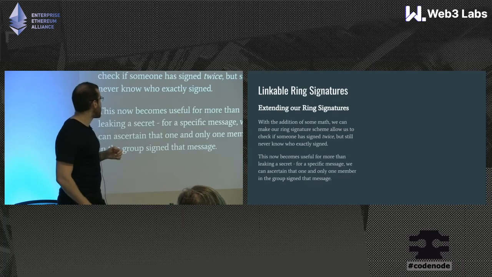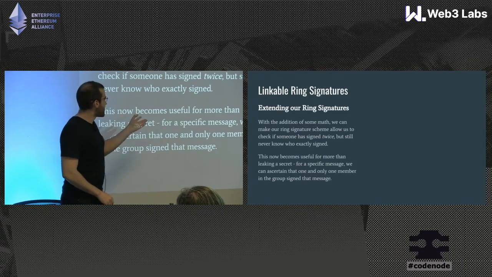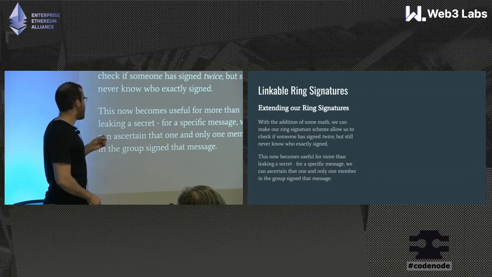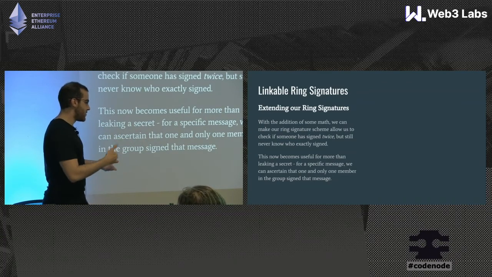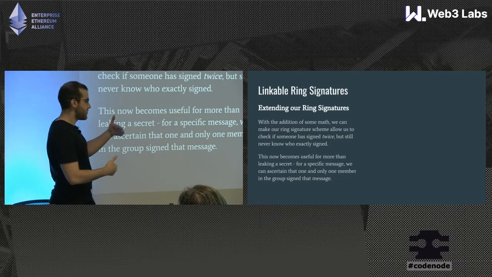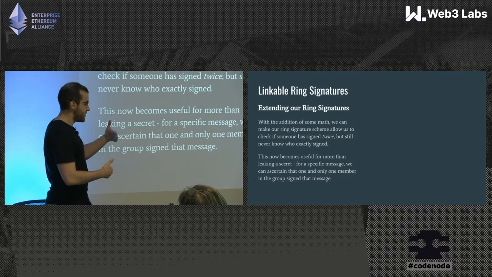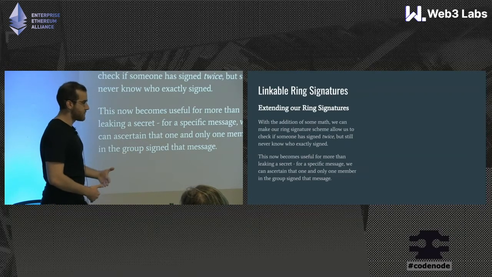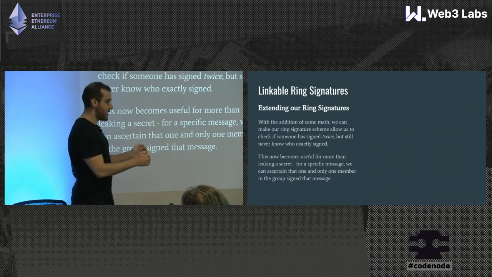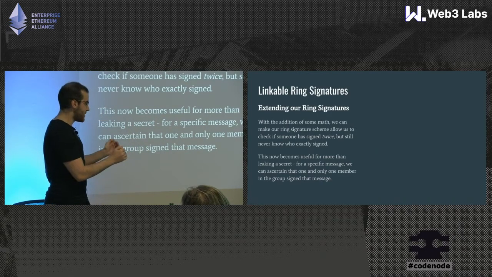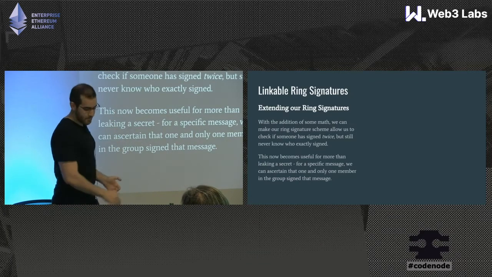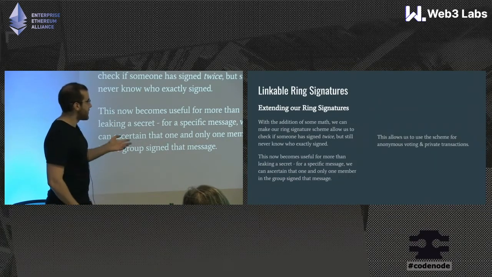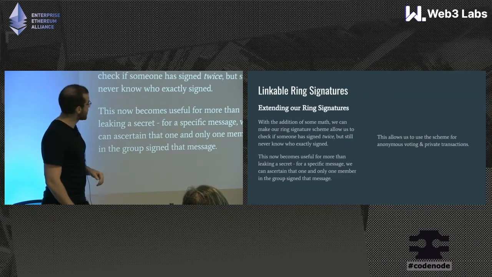There's an important extension here, which makes it useful for a specific message and ring. So the message could be who should be the U.S. president in 2016, and the ring would be the set of the American people, the eligible voters. For those two specific pieces of information, I can tell whether a person, or a key holder, has signed more than once, right? So that allows you to screen for anonymous voting and private transactions.